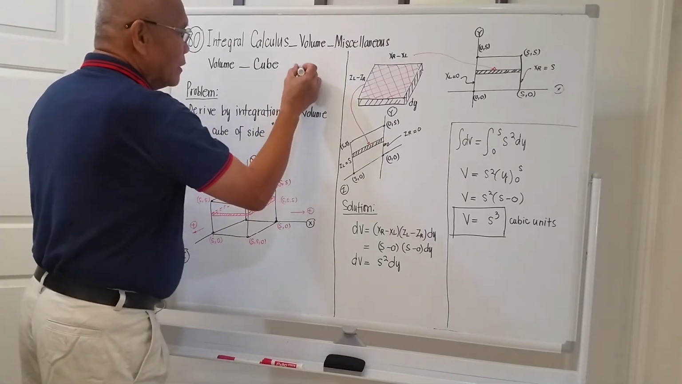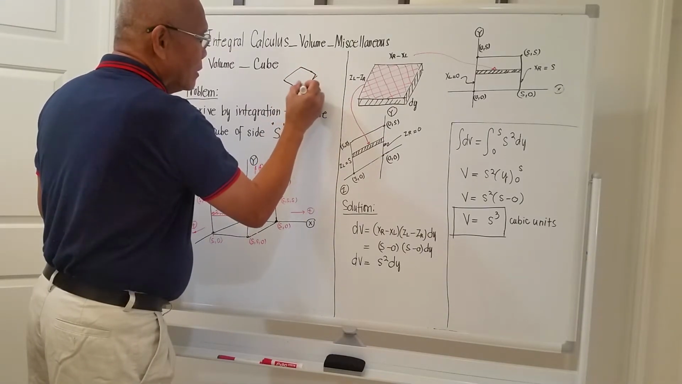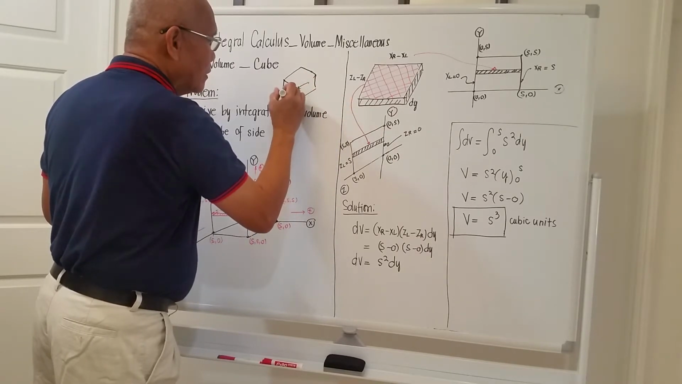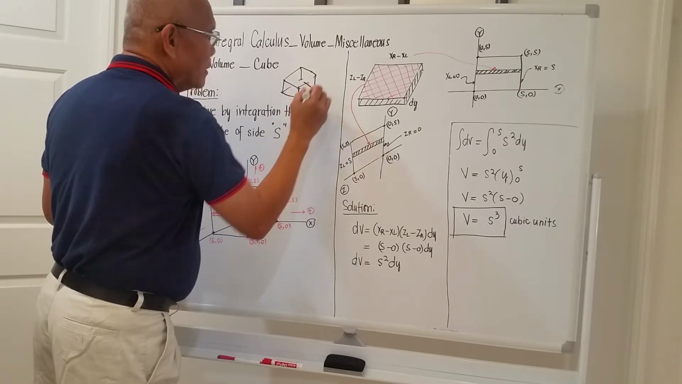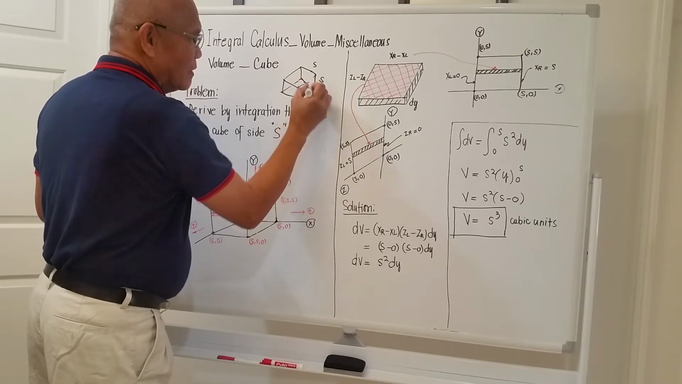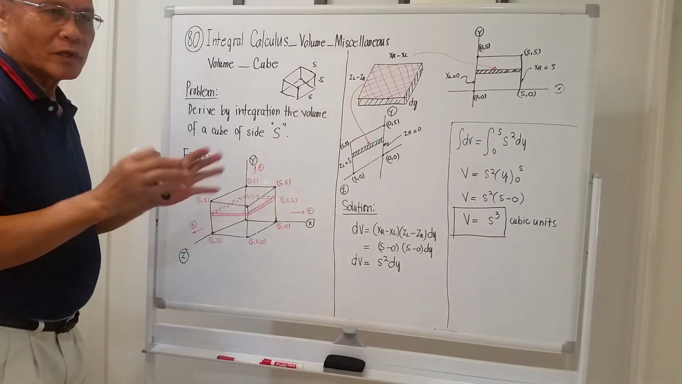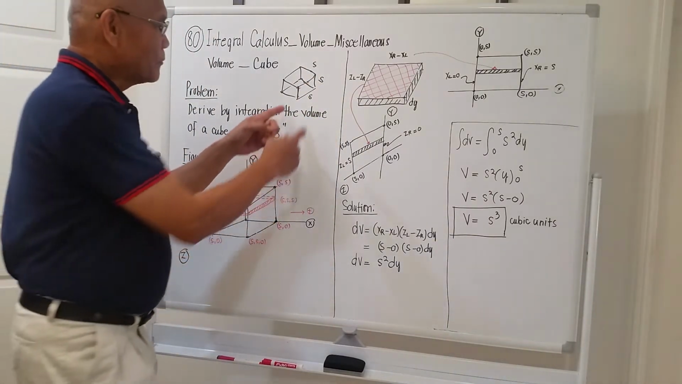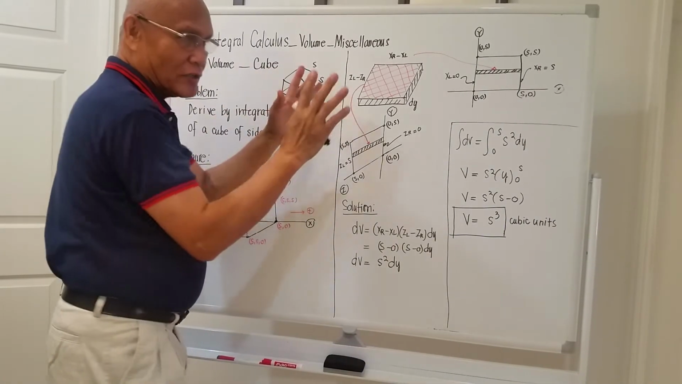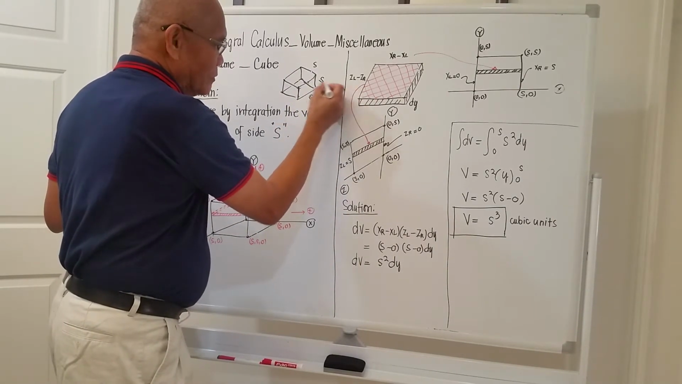Meaning, if we are given a cube, it is something like that. The side is S. A cube is actually a solid thing with all the dimensions equal. Meaning the first side is S, the second side is S, and the height is still S. It's a cube. Actually, we will be deriving the formula volume is equal to S cubed.